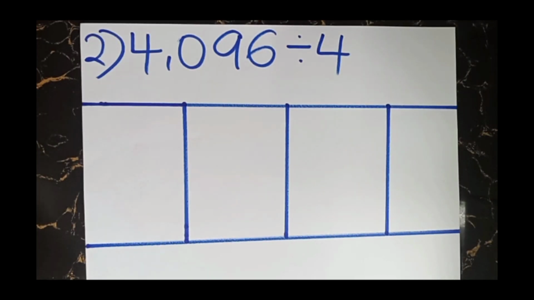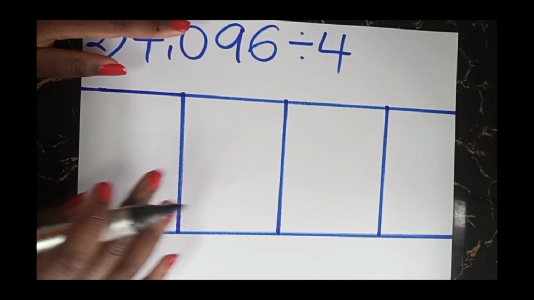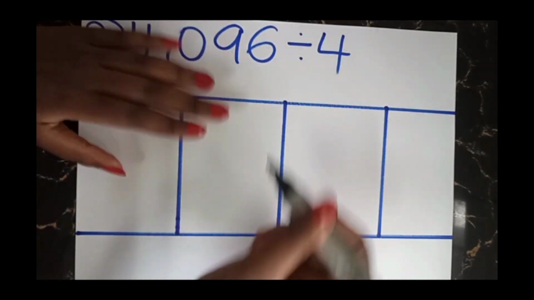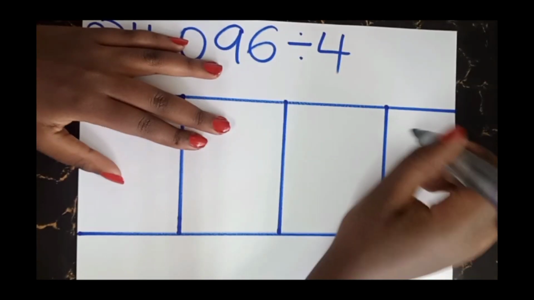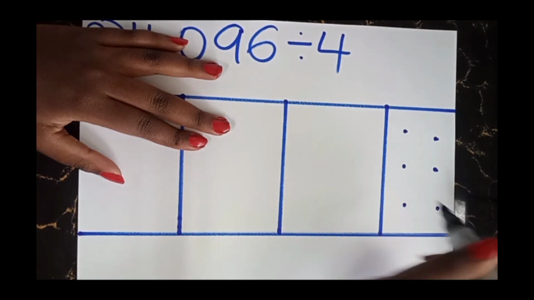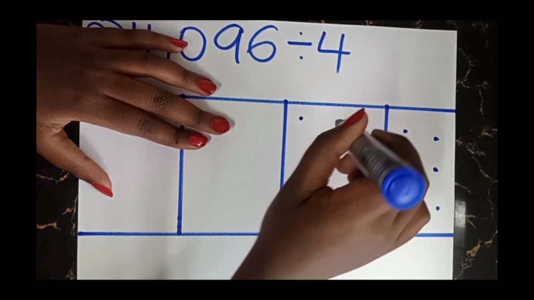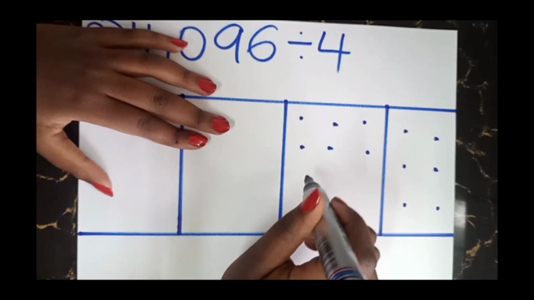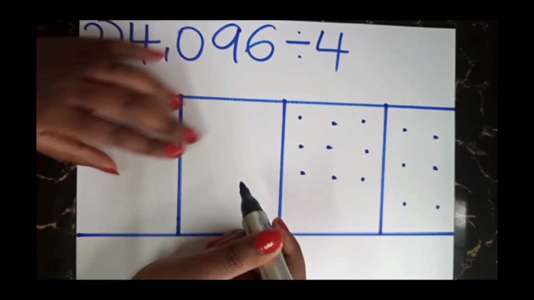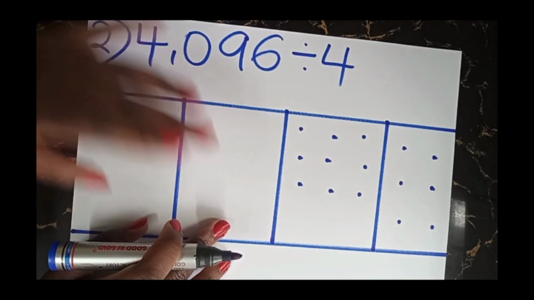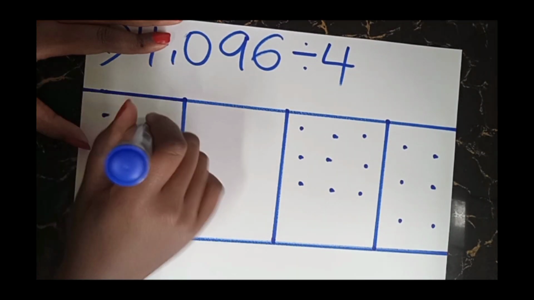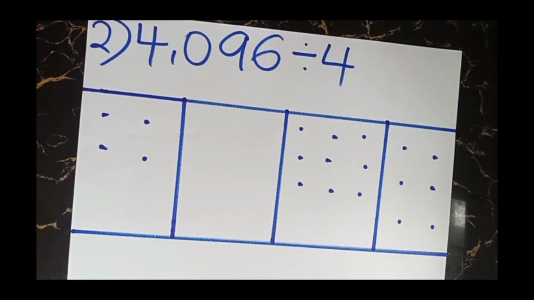Okay, so what do we have here? Let's symbolize the digits with dots. Here we have 6: 1, 2, 3, 4, 5, 6. Here we have 9: 1, 2, 3, 4, 5, 6, 7, 8, 9. Here we have nothing, so we won't do anything there. Here we have 4: 1, 2, 3, 4. Are we together? Yes.